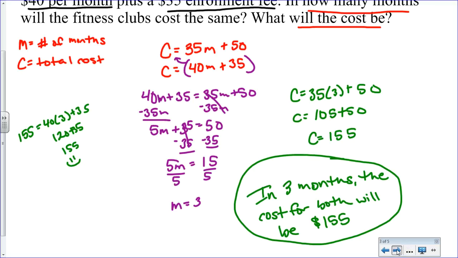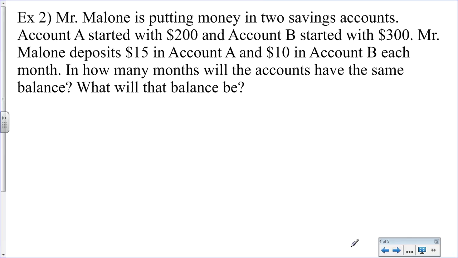Let's go ahead and do the next question. Same idea. Mr. Balone is putting money in 2 savings accounts. Account A started with $200, and account B started with $300. Mr. Balone deposits $15 in account A and $10 in account B each month. So that's a kind of a per month. And we're going to ask, in how many months will they be the same? How many months? And what will the balance be?